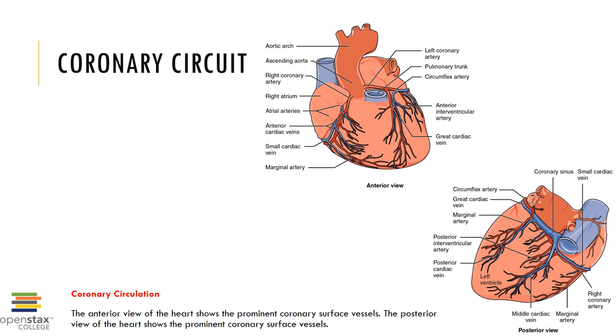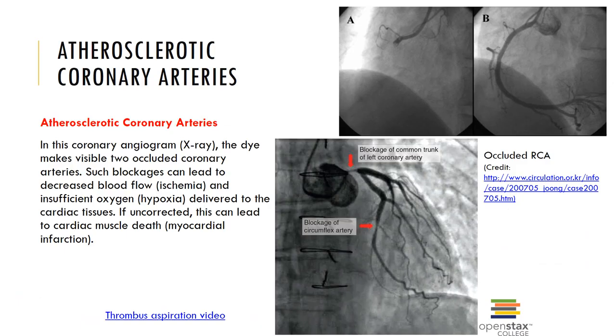All three of these merge to form the coronary sinus, which drains into the right atrium along with the superior vena cava and the inferior vena cava. Here you can see what happens when the coronary arteries become occluded or blocked. That blockage leads to a reduction in blood flow and can lead to the death of cardiac tissue if not corrected.